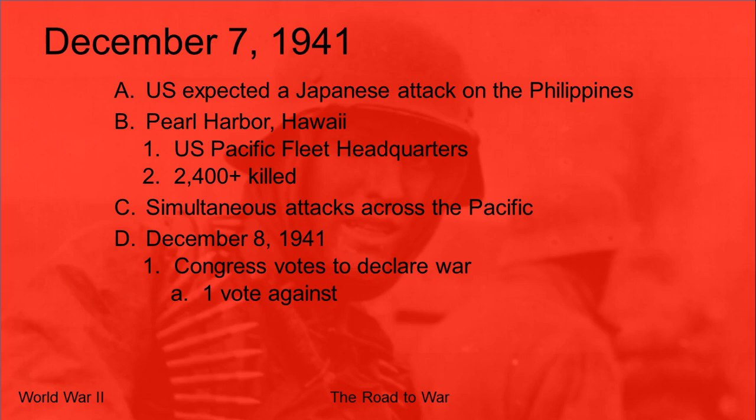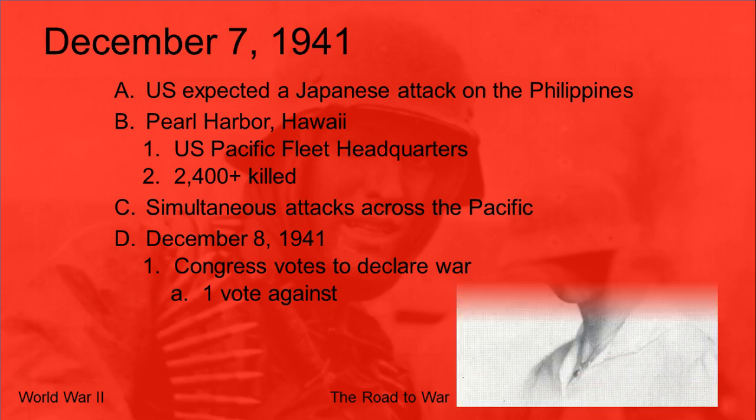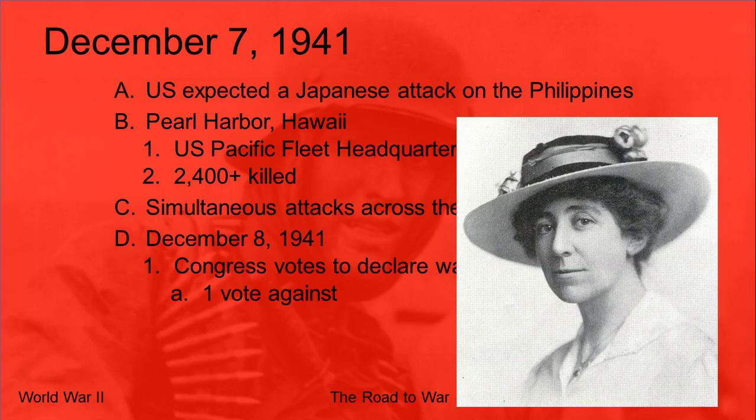One person voted against World War II, and that would be this lady right here, Jeannette Rankin. You may remember her from World War I. She was elected to Congress before we joined World War I, saying, "I see war coming, elect me, and I will vote against any declaration of war." Well, in the 1940s, she saw the same thing happening. And she ran for Congress again and said, "Vote for me. I will vote against any declaration of war."